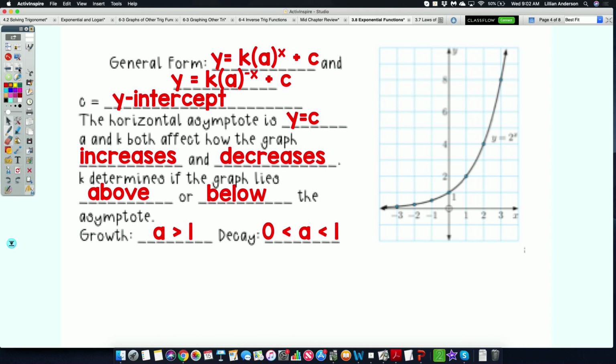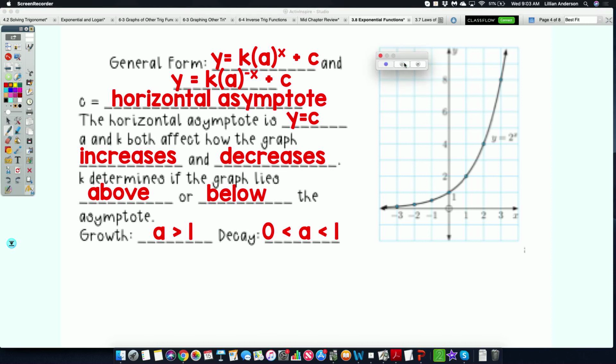This is an example of an exponential function, 2 to the x. So a can be any number. X is your exponent. Okay? And the c, whatever value is being added at the end, that c is always your y-intercept. Okay? That c is always your y-intercept. Quick correction, and the c serves as the horizontal asymptote. With every exponential function, you're going to have a horizontal asymptote.